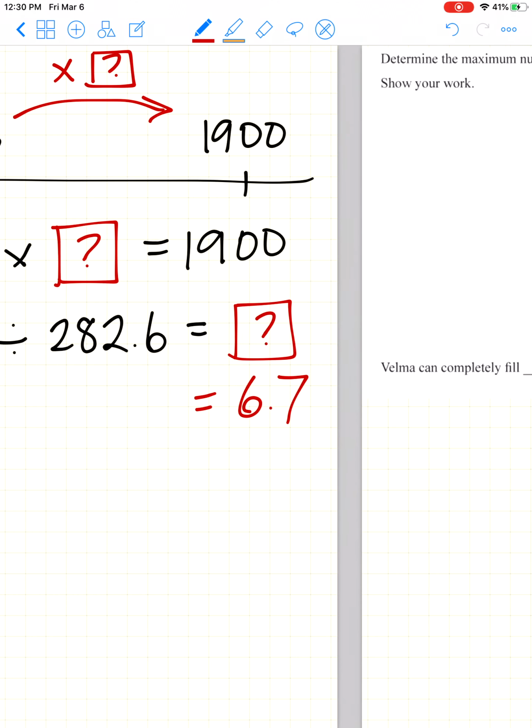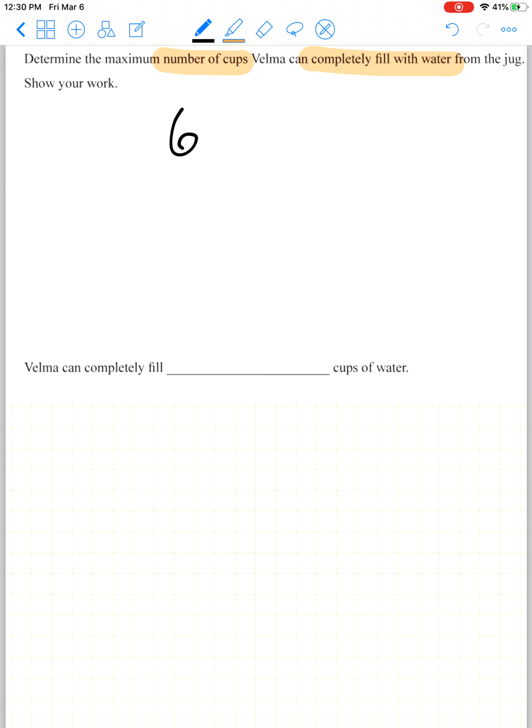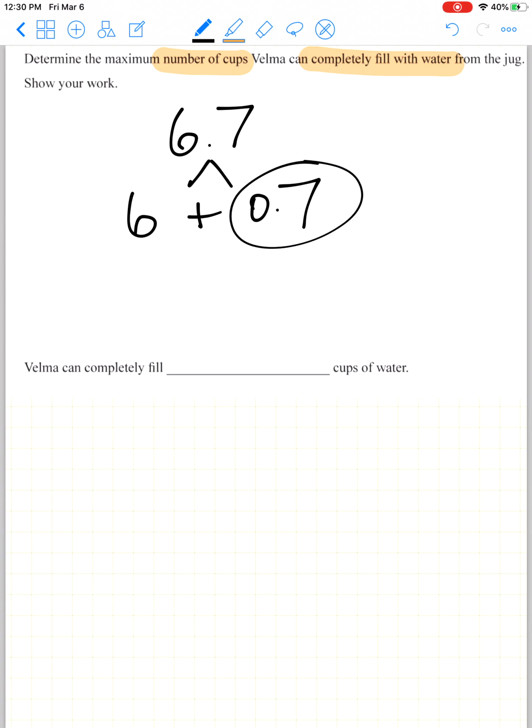But when I go back to the question now, I notice that it's all about the number of cups she can completely fill with water. So I know that if we have 6.7 cups, that's actually made up of 6 whole cups plus 0.7 of another cup. This is not a complete cup, so I'm only interested in the complete cups, so my answer is going to be: Velma can completely fill 6 cups of water.